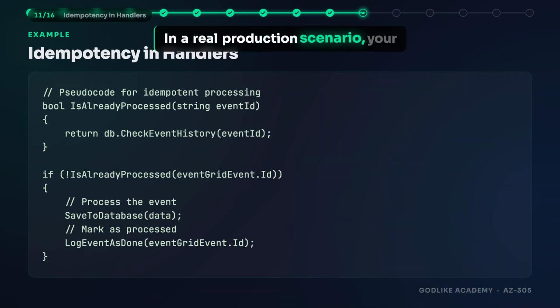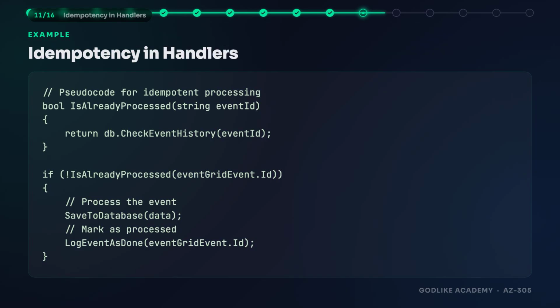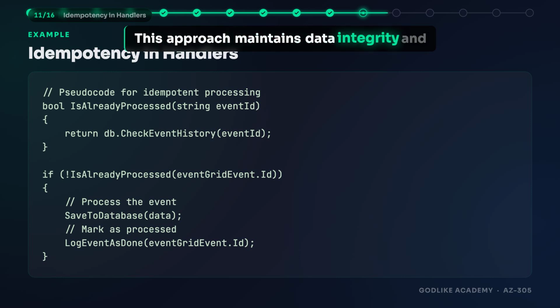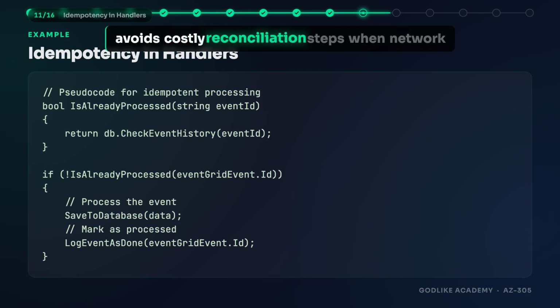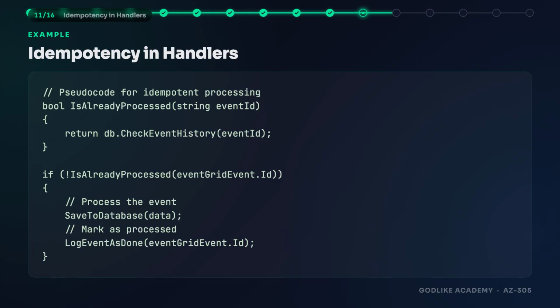In a real production scenario, your handler must be idempotent. Since Event Grid guarantees at least once delivery, you might receive the same event twice. Your logic should check if the work is already done before proceeding, preventing duplicate database entries or side effects. This approach maintains data integrity and avoids costly reconciliation steps when network timeouts trigger automatic retries.